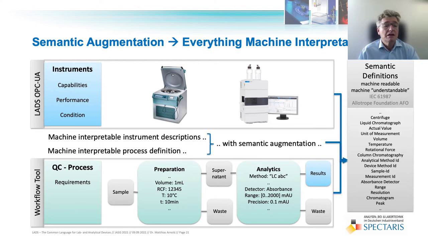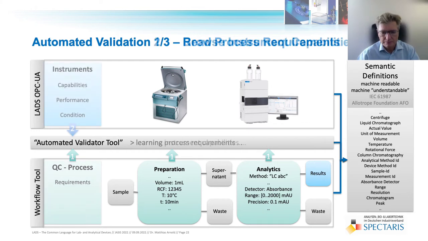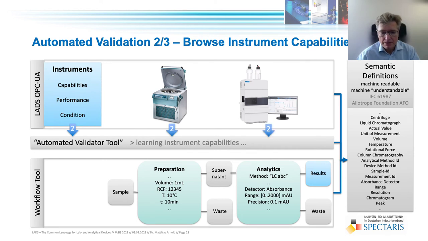Based on that, let's build a tool for automated validation support. In a first step, the automatic validator learns about the process and its requirements by reading the process definition, including its semantic definitions. In a second step, the process validator scans through the network of LADS OPC UA enabled devices. It identifies potential matches and learns about their individual capabilities and performance.